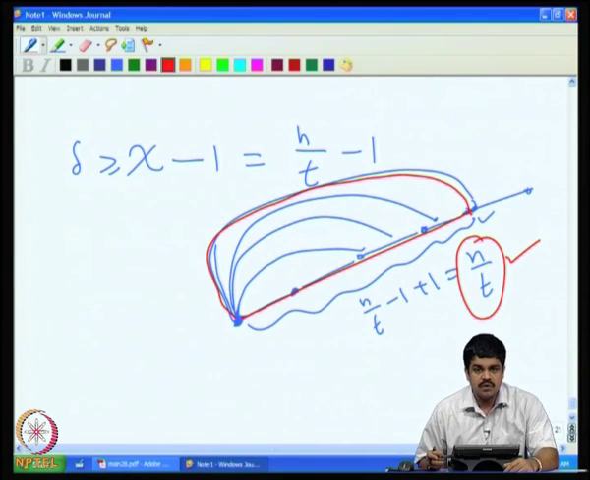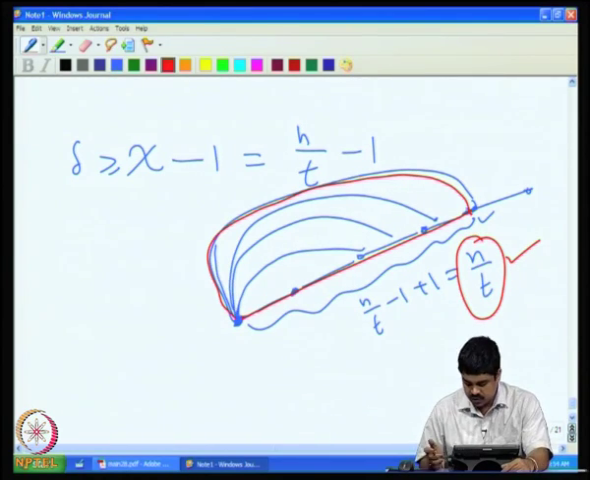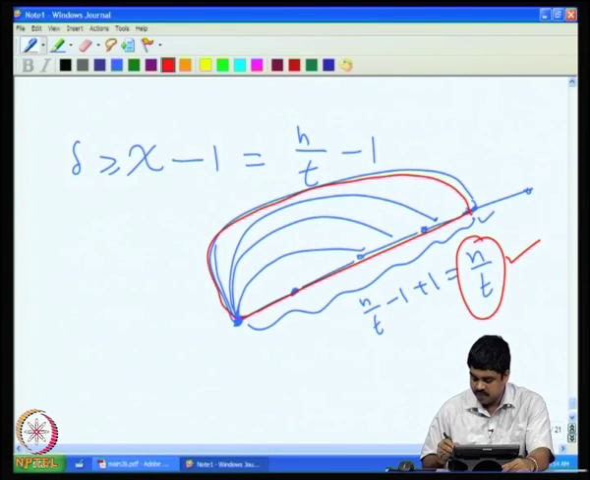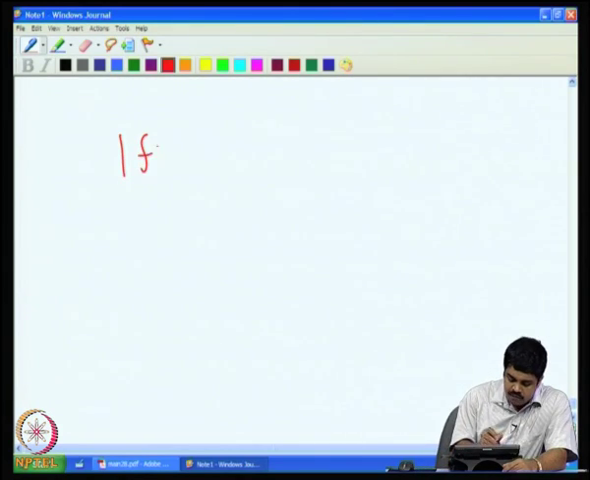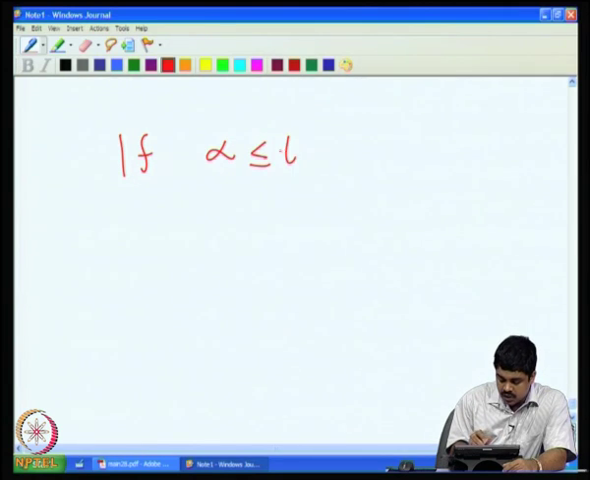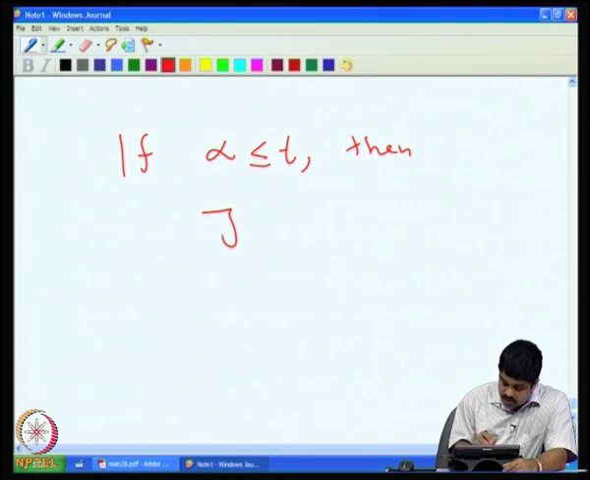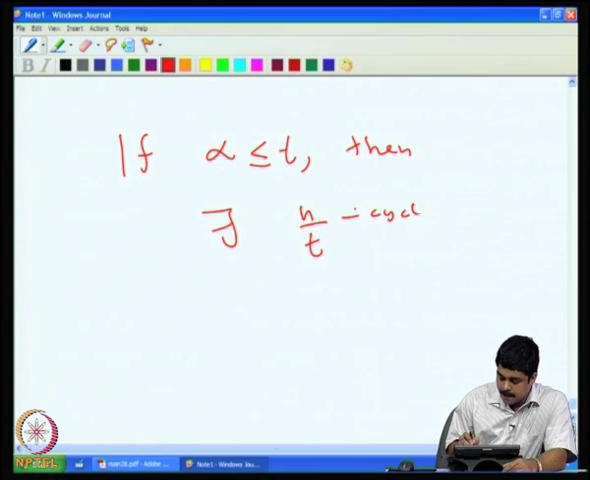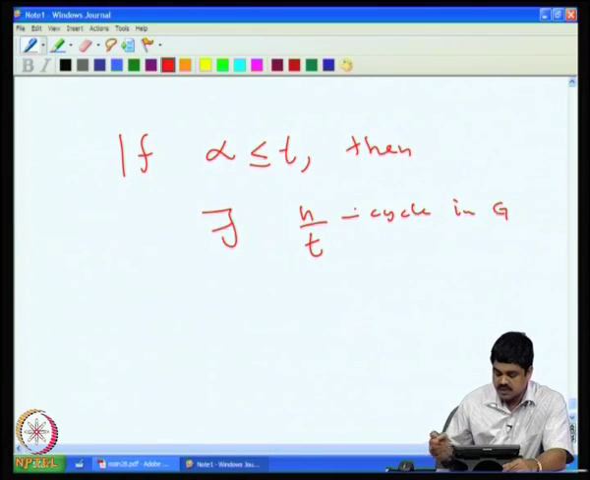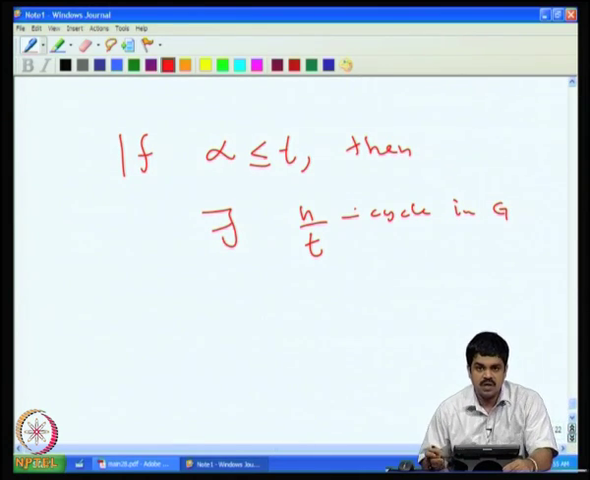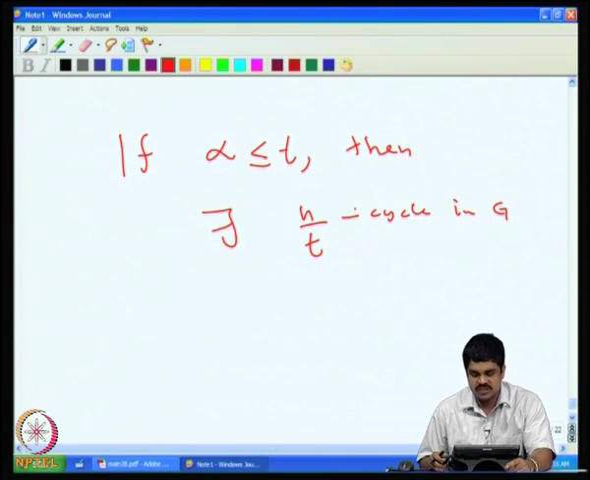So, therefore, we can infer that if alpha, the biggest independent set size, is less than or equal to t, then there exists an n by t length cycle in G. But it is not a Hamiltonian cycle, it is only a long path cycle. It is because the Hamiltonian cycle means it has to be of length n itself, that means it has to contain all the vertices of G.